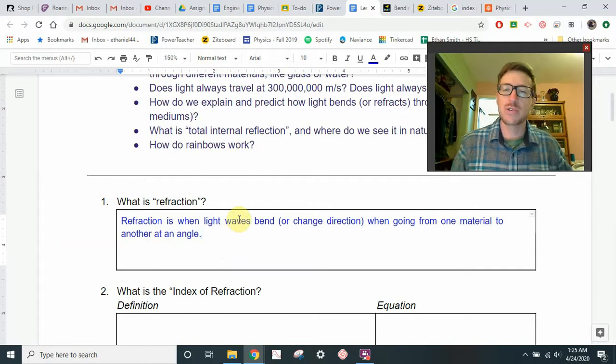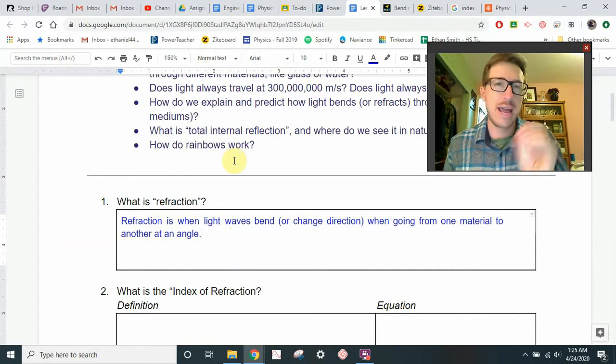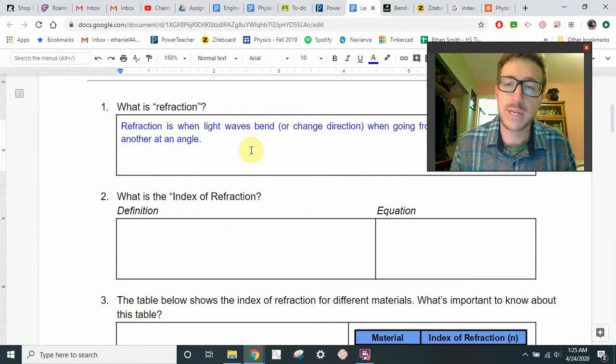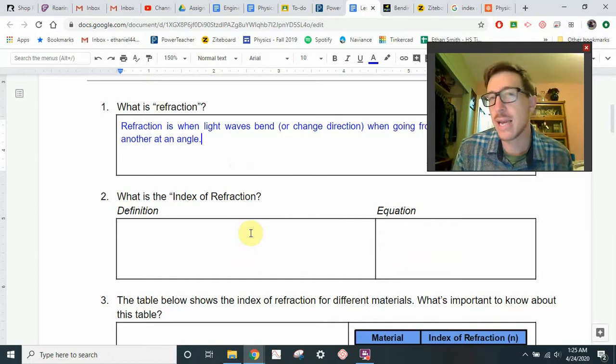So when light waves bend or change direction, we're going from one material to another, and it has to be going from one material to another at an angle. That's part of what causes the bending. Now, in order to understand how light refracts, one thing that we have to know about is this thing called the index of refraction.